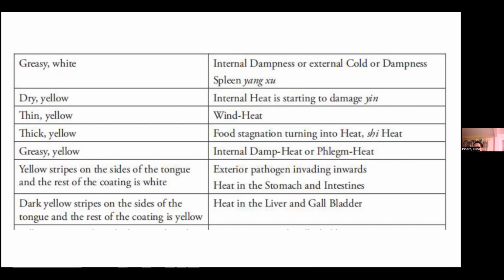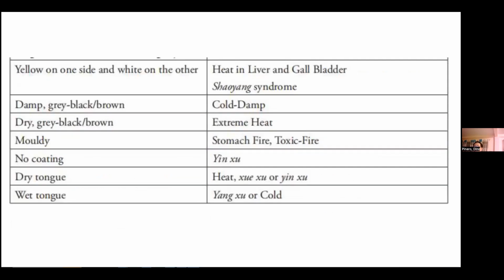Pag dark yellow stripes on the side of the tongue and the rest of the coating is yellow, there could be a heat in the liver and gallbladder. So yung po dark yellow stripes sa side ng tongue, which is the area of the liver and gallbladder, indicating that there is heat po. Okay? Sa pag yellow on one side and white on the other, this indicates that there is heat in the liver and gallbladder or yung Xiaoyang syndrome.